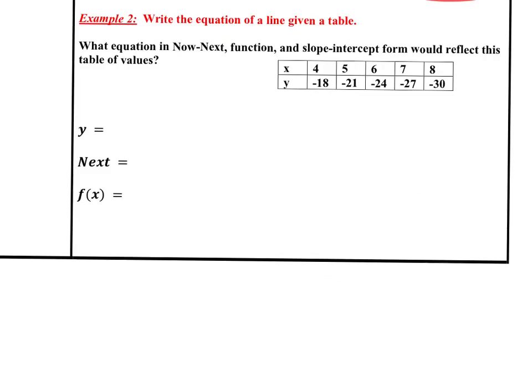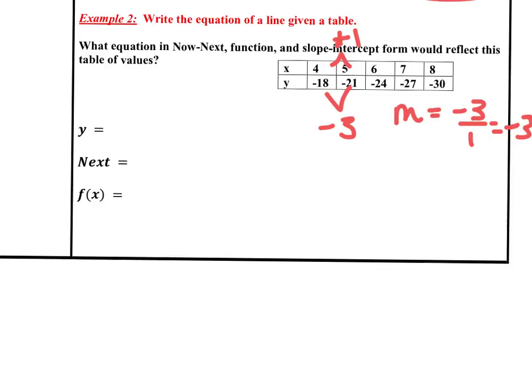So now we're going to write in all 3 forms given a table. Again, the first thing we should do is find the slope, then find the y-intercept, then write the equation, or equations in our case. So let's first find the slope. I want to find the change in y and the change in x. Let's see, looks like my change in y is minus 3 every time, and that's when my x goes up by 1. So our slope would have to be m is equal to -3 over 1, which is just -3, so that's my slope, or my rate of change.